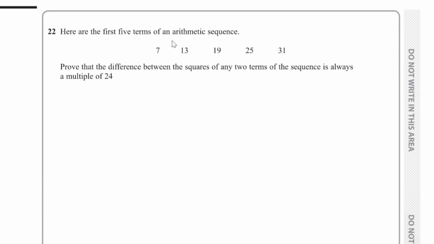Question 22. Here are the first 5 terms of an arithmetic sequence: 7, 13, 19, 25 and 31. And we have to prove that the difference between the squares of any two terms of the sequence is always a multiple of 24. So here we need to find the difference between each of these terms to find the nth term of this sequence. The difference here is 6, 6, 6 and 6. So if I find the 0th term, I subtract 6: 7 take away 6 is 1.